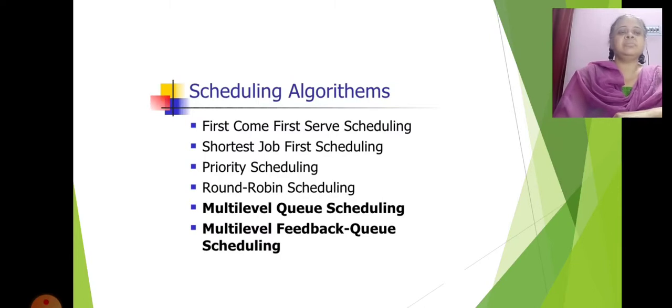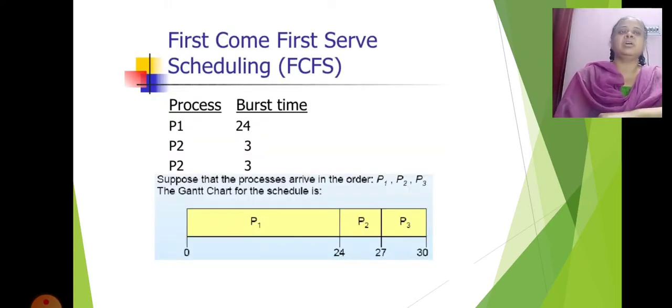These are some CPU scheduling algorithms: first come first serve, shortest job first scheduling, priority scheduling, round robin scheduling, multi-level queue scheduling. I have kept the last ones in bold because they fall under a different category: multi-level queue scheduling and multi-level feedback queue scheduling. These are different types of scheduling algorithms.